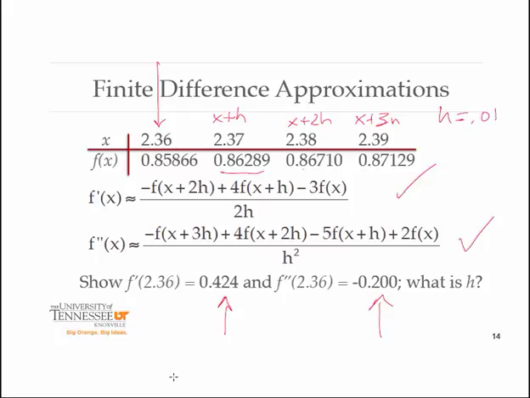And again, we've already indicated that h is simply the separation of each of those data points on the x-axis. It's important to realize that most of these approximation formulas are going to be based on equal spacing of these points: x plus h, x minus h, x plus 2h, x minus 2h, and so forth. So you have to have equal spacing for these particular formulas.